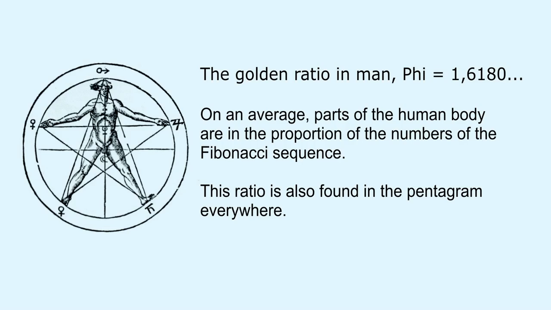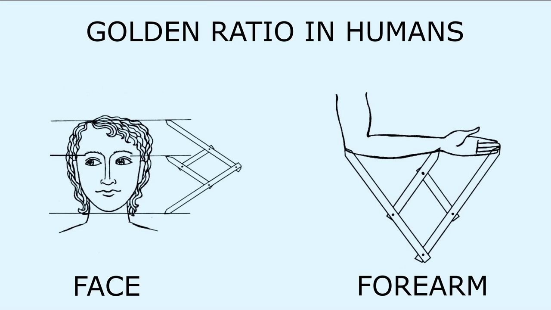The golden ratio is also found in the human body. This is the famous drawing of Leonardo da Vinci, the Vitruvius Man inside a circle. On an average, the ratio of the height of the forehead to the total length of the face gives the golden ratio 1.61. The wrist divides the forearm according to the golden ratio, again on an average, because people are all built differently. The numbers from the Fibonacci sequence are even found in the structure of DNA.